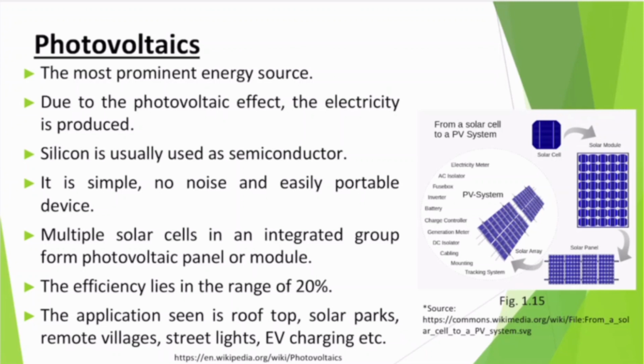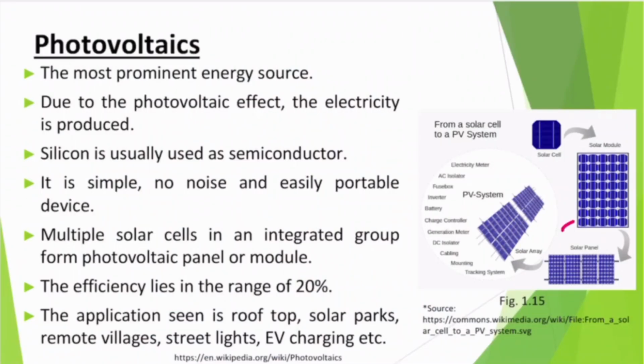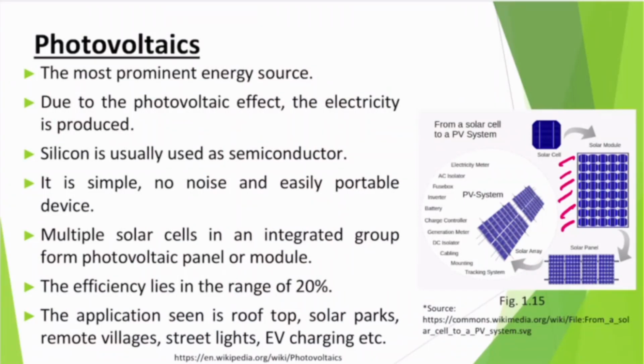Now, multiple solar cells in an integrated group form a photovoltaic panel or a module. As you could see, there are different layers being created, and some of them are connected in series, some of them are connected in parallel. There is one major issue with solar cells, and that is the efficiency. Researchers across the globe are working very hard to increase the efficiency, and generally it is close to 20% as of today. The applications are seen in rooftops, solar parks, rural villages, street lights, and also in electric vehicle charging.